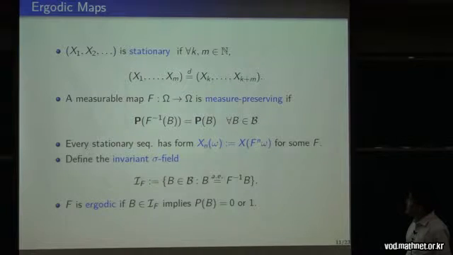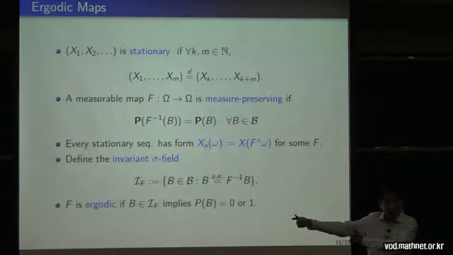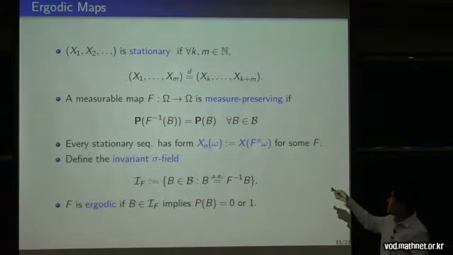Okay, so this is my last, perhaps heavy mathematical slide. If we have a sequence of random variables, we call them stationary if you take any finite number of them and you shift them, and this distribution is the same as this distribution.